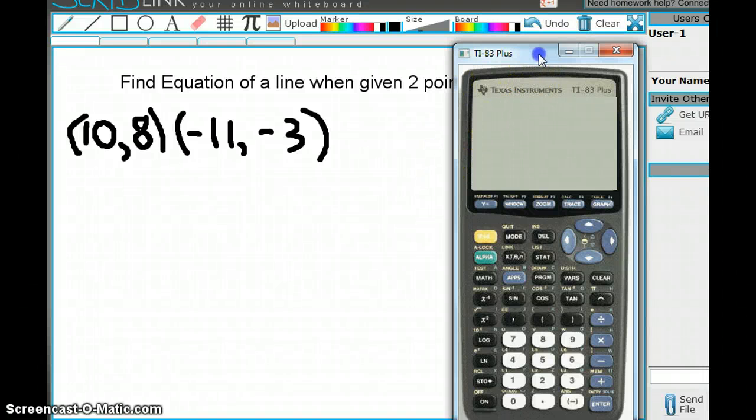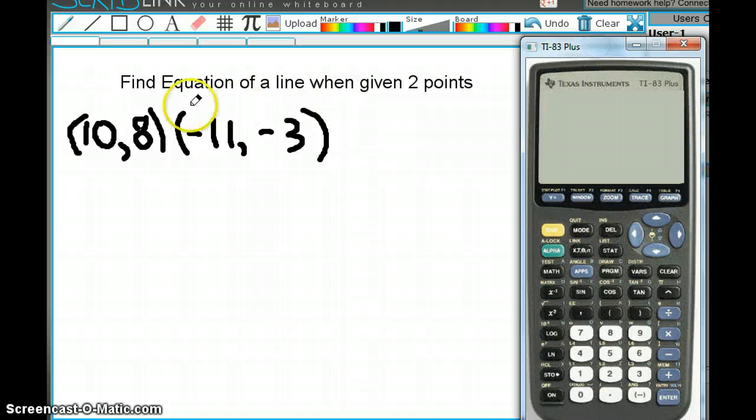Hello. Today we're going to figure out how to find the equation of a line when given 2 points. So if you have drawn a graph and you have 2 points, if you notice I used some larger points, and I'm going to show you how you can do this on the calculator.